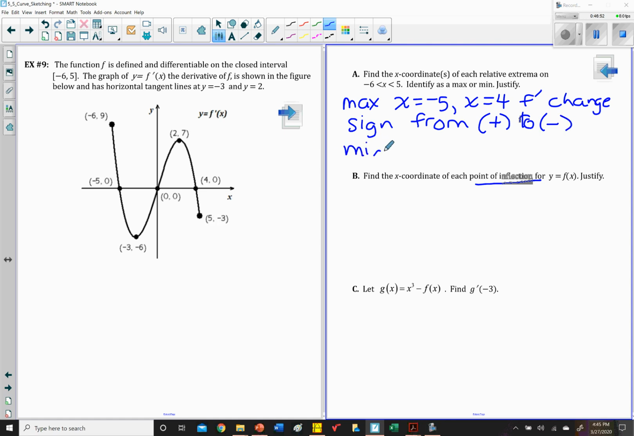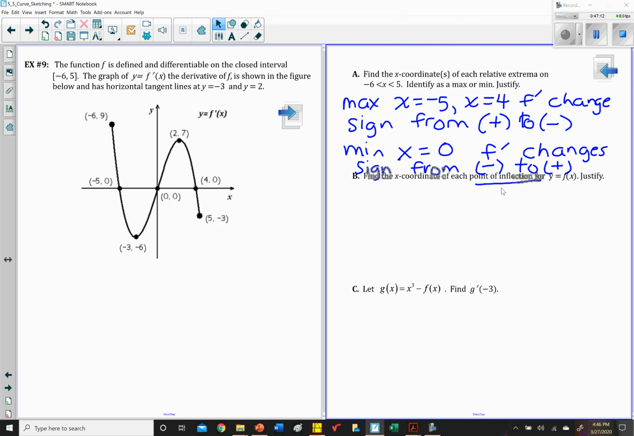And then there's a min at 0 because the derivative changes sign from below the axis to above the axis. Now we can answer the point of inflection question. Okay, back on track here.